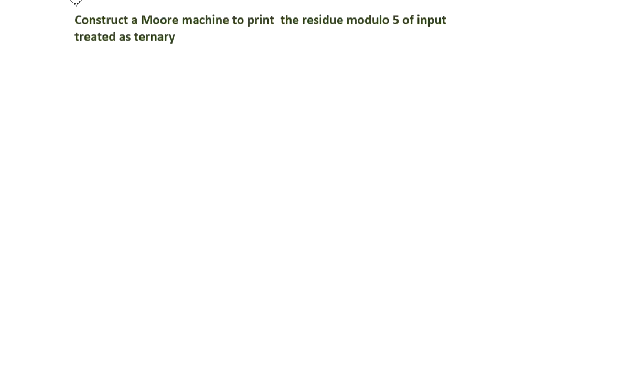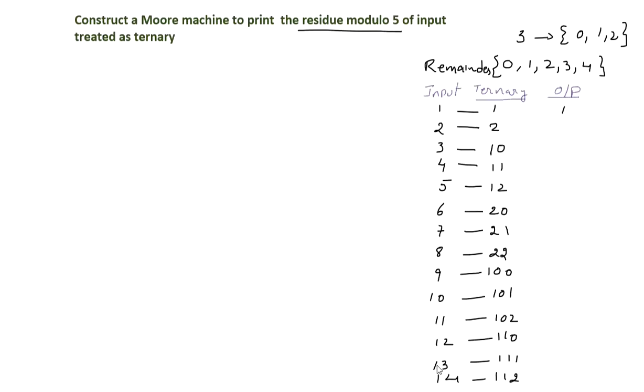Construct a Moore machine to print the residue modulo 5 of input treated as ternary. Ternary means the number system base is 3, so it uses the alphabet 0, 1, 2. Residue modulo 5 means when dividing by 5, the remainders we are going to get are 0, 1, 2, 3, 4. These will represent the input numbers and equivalent ternary.